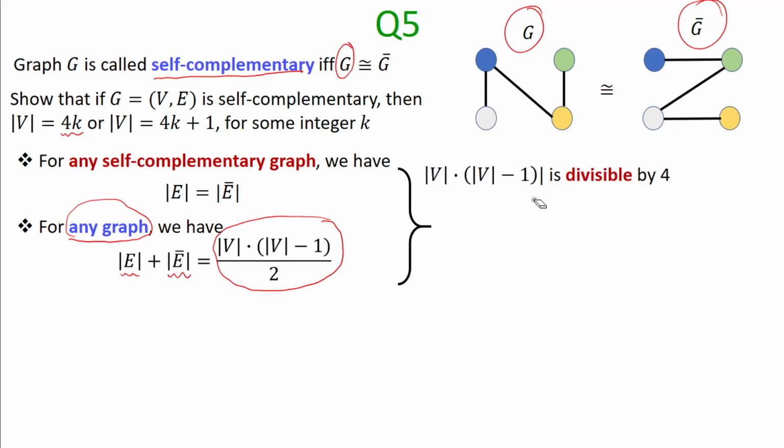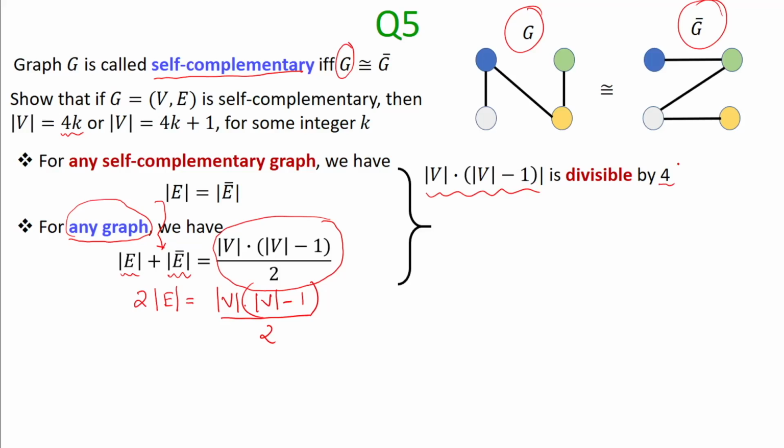Based on these two things, if I substitute that the cardinality of E is the same as the cardinality of E complement, then I get that 2 times the cardinality of E is equal to this quantity, which shows that the product of the cardinality of the vertex set and the vertex set minus 1 is a multiple of 4, right? Or it is divisible by 4.